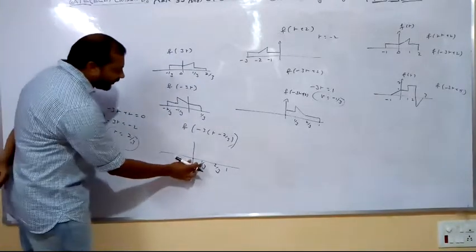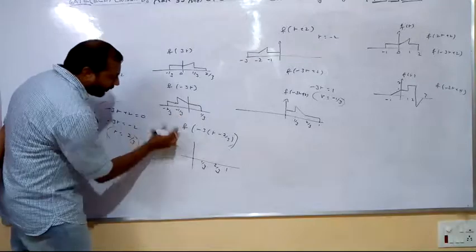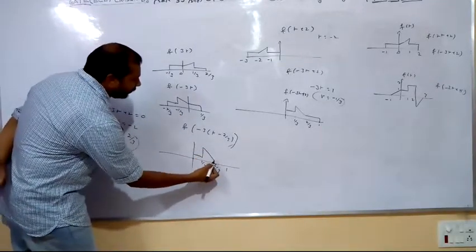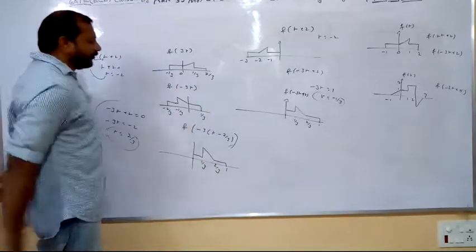So these are the new instants. The corresponding old instants are minus 2 by 3 to minus 1 by 3. So the signal should be like this, and from 1 by 3 to 2 by 3 the signal should be like this. And then 2 by 3 to 1. This is your signal.